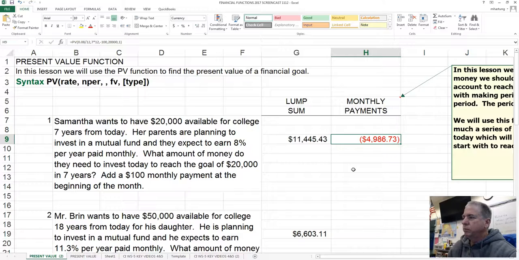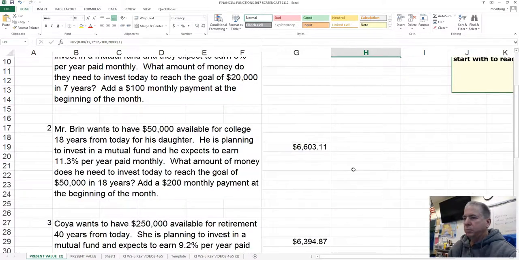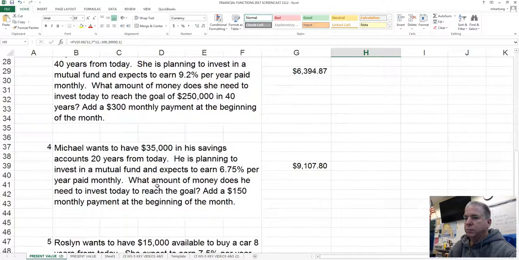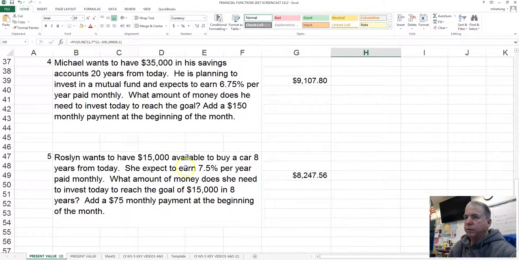I will scroll down. And there's the second one. You can go ahead and pause the video here and calculate savings goal for Mr. Brin and for Koya. And here's 4 and 5 for Michael and Rosalind. Calculate the present value given that we now have a monthly payment for each of these problems.